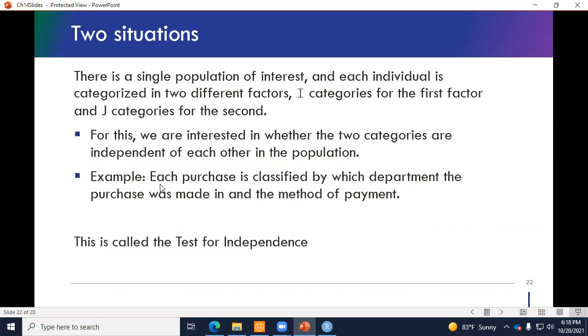An example would be each purchase being classified. We're looking at purchases, classified by which department the purchase was made in and by what method of payment. So the two factors are department and method of payment. The population is one population, the purchases. This type of test is a test for independence.